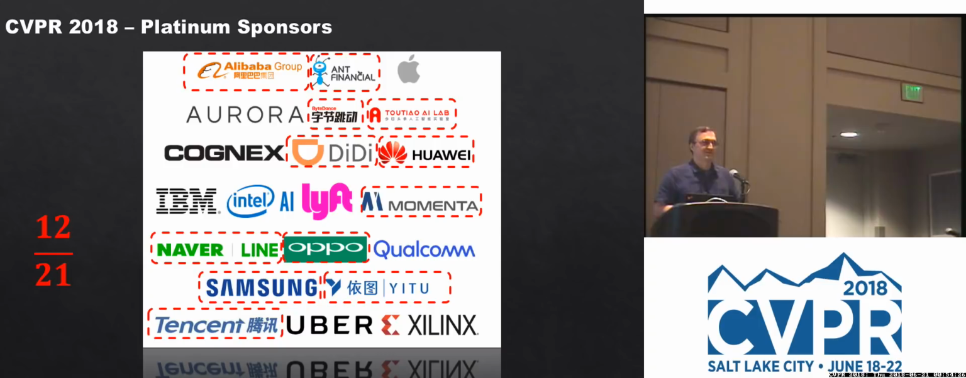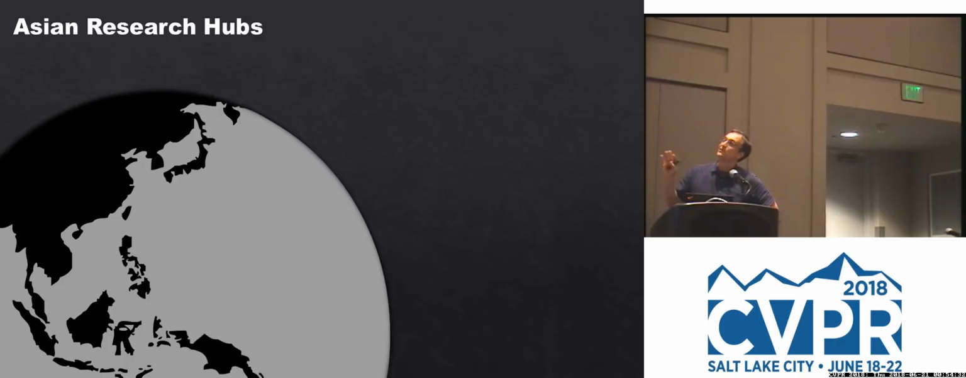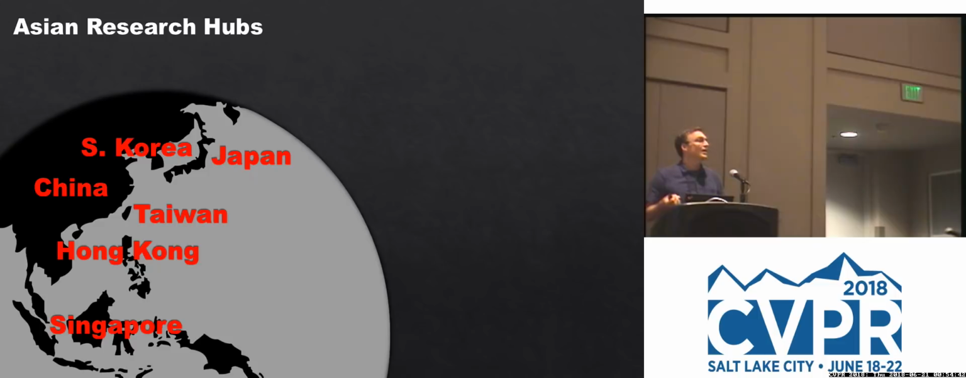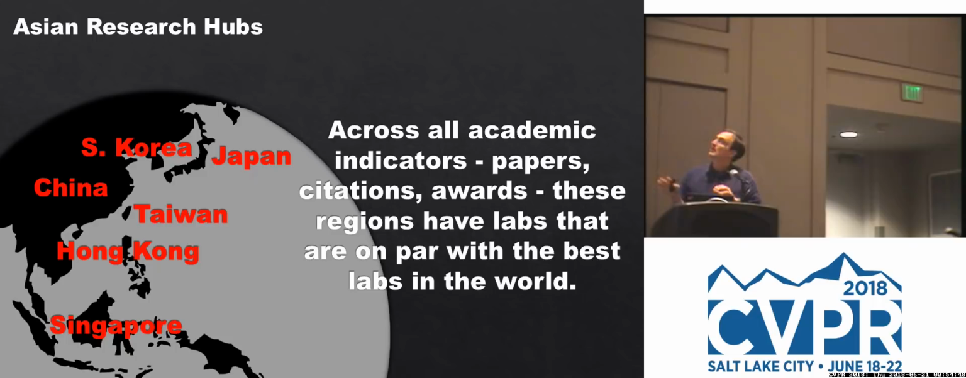Now, to be honest, for me, I'm not surprised because I worked in Asia. If you look at the great research hubs in Asia, and by the way, I'm talking of East Asia, so I'm not including India in this, but it's not surprising. We have South Korea, Japan, China, Taiwan, Hong Kong, and Singapore. And across all these nations, these labs in these nations, across all indicators, papers, citations, awards, are on par with the best labs in the world.